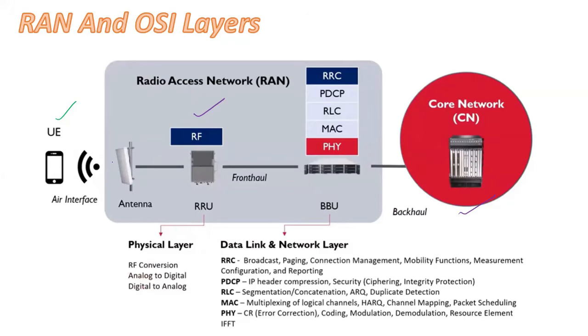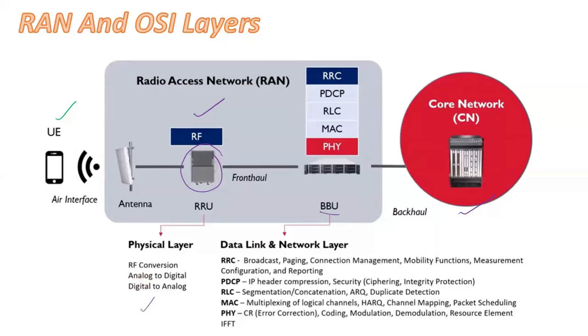If you go for the RF part, the RRU, the remote radio unit, this is where the physical layer can be seen. Here you will see the RF conversion. Modulation and demodulation happen here. Analog to digital conversion and digital to analog conversion also happen here.